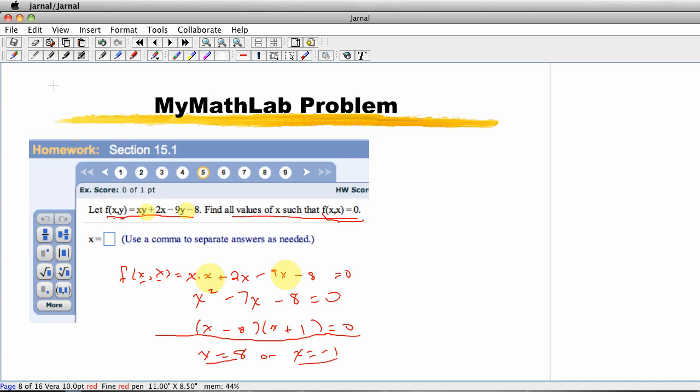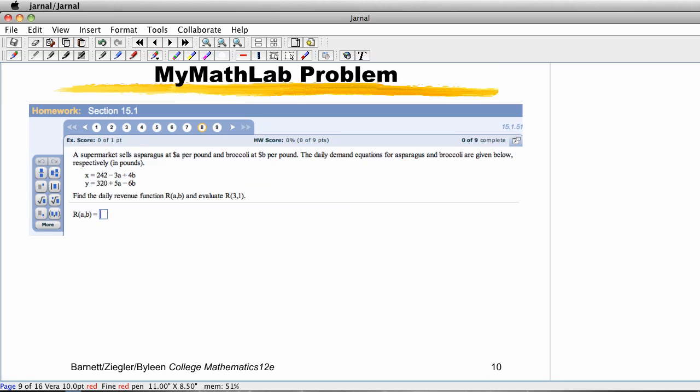And again, the algebra there is not essential to anything that we'll be doing, but it is a way of giving you a little more practice with the algebra. So here's an example of a problem in my math lab that plays off of stuff that we've already done, but tries to show the utility of having more than one variable available.